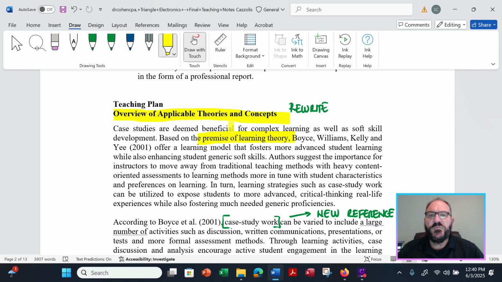Now, overview of the applicable theories. So again, you're going to have to rewrite this. The first part has to do with why do we use cases? Part of the reason why cases are effective in teaching, and you're going to have to do a little research here, is because it gives a real world problem instead of just a textbook problem, something that somebody actually faces in the real world. So you're going to have to look that up and write about it here. Okay.